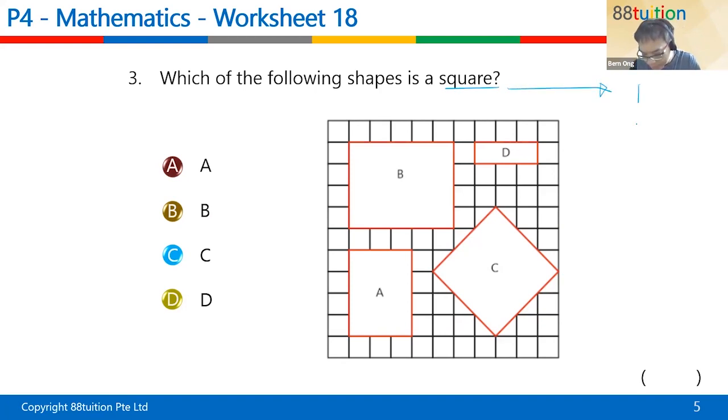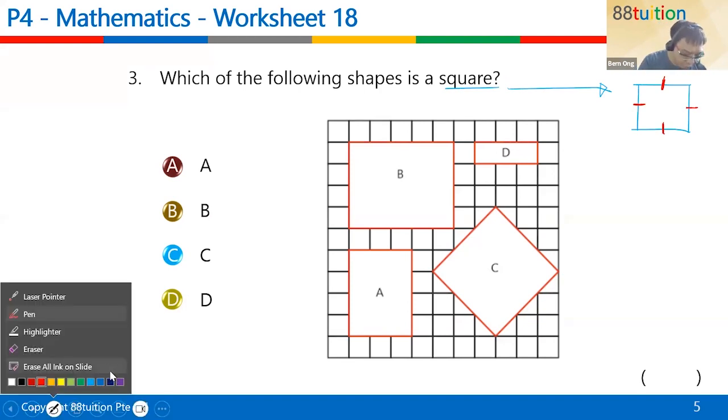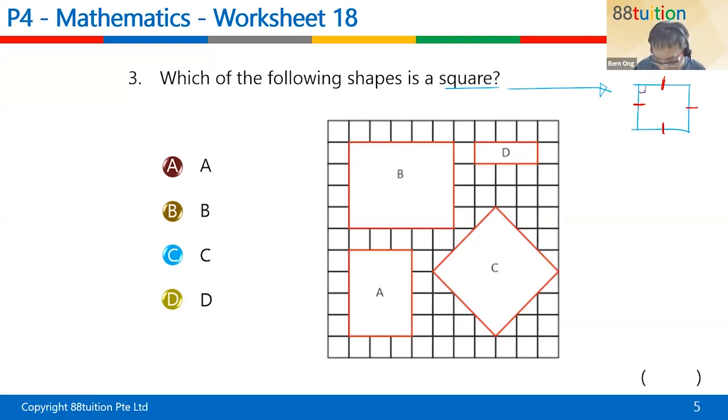A square is considered a four-sided shape. And very importantly, children, all the four sides are of equal length. Sometimes your teacher will put in this stroke. This stroke means that they are all of equal length. And your teacher will also put in this corner mark. This is called 90 degrees or a right angle. All these are called right angles.